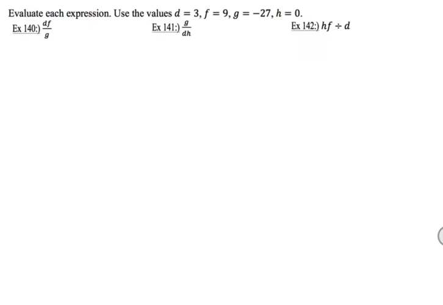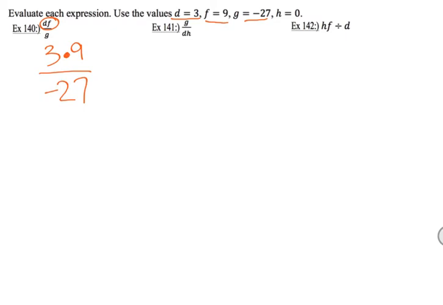Okay, you also need to be able to use substitution. Evaluate each expression. Use the values d equals 3, f equals 9, g equals negative 27, and h equals 0. So example 140, df divided by g. d is 3, f is 9, and g is negative 27. Now, I've purposely made a mistake. Let's go back and fix it. d next to f, this right here we learned in the last lesson, means multiplication. So it's not 39, it's 3 times 9.